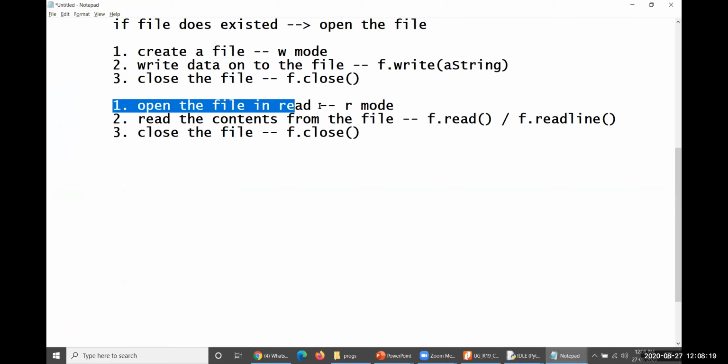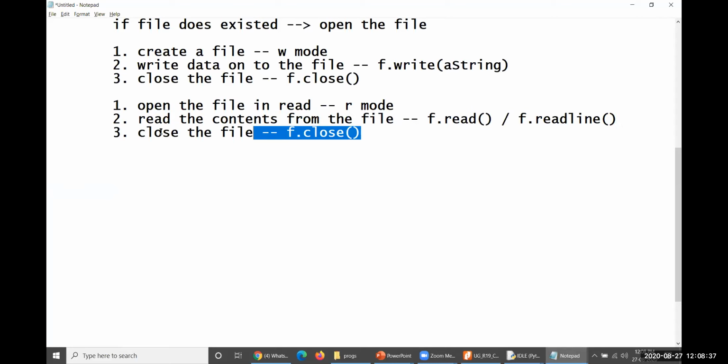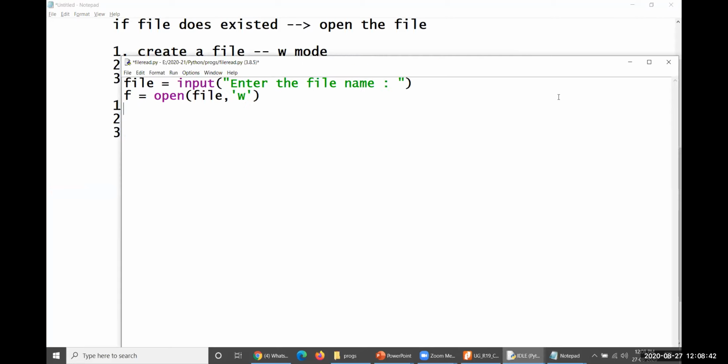First operation is you have to open the file in read mode, and then second operation is read the content of the file by using read or readline. You can take this for a number of lines. If you have too many lines, you can repeat this step a number of times. After completion of your reading, you have to close it. So observe whether it is executed properly or not. Yes, our file name has been taken here. Then this file must be opened in read mode.